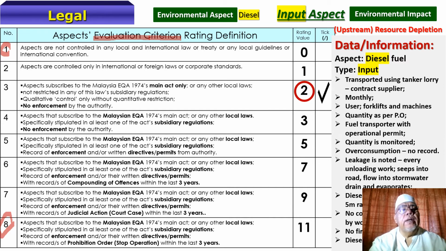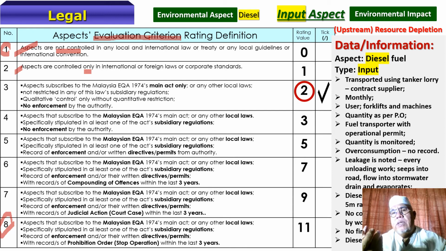Now, diesel as our environmental aspect. Take a look at number 1. Aspects are not controlled. No, diesel is controlled, right? So it doesn't fit there. Aspects are controlled only, the word is only, in international or foreign law. No, in this country where I'm from, diesel is controlled, whether it's for import of diesel, production of diesel, selling of diesel, or acquisition of diesel, all are regulated.